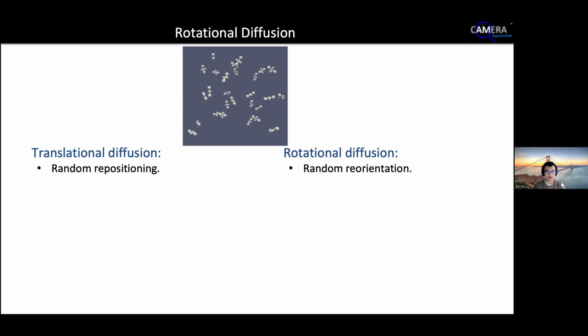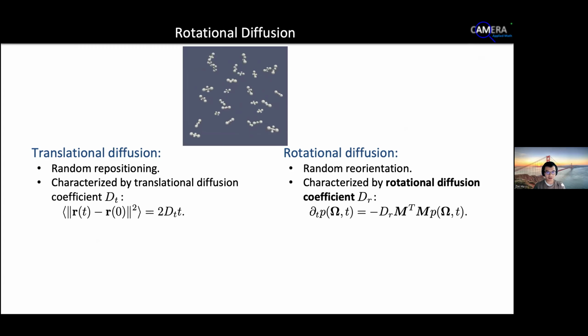We call this random repositioning translation diffusion. If a particle is non-spherical, we would also see it change its orientation randomly from time to time. We call this random reorientation rotational diffusion. Here I present the mathematical description for translation diffusion, where R denotes the location of a particle. So the mean square displacement of the location can be modeled by this. It is proportional to the size of the time interval t times 2 times the translation diffusion coefficient Dt.